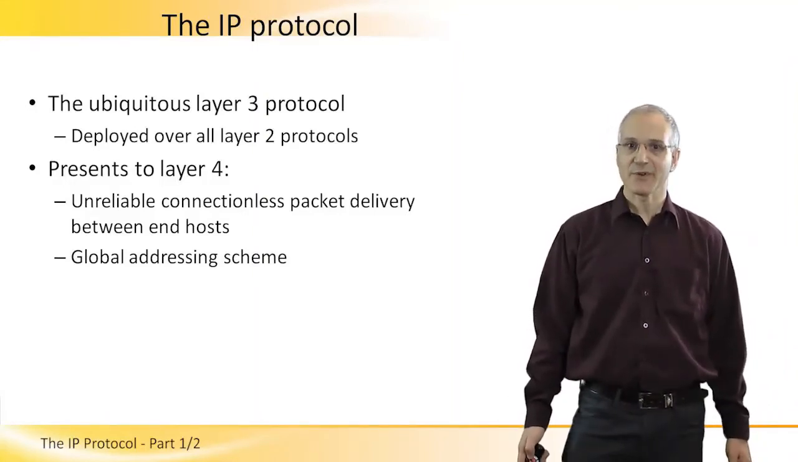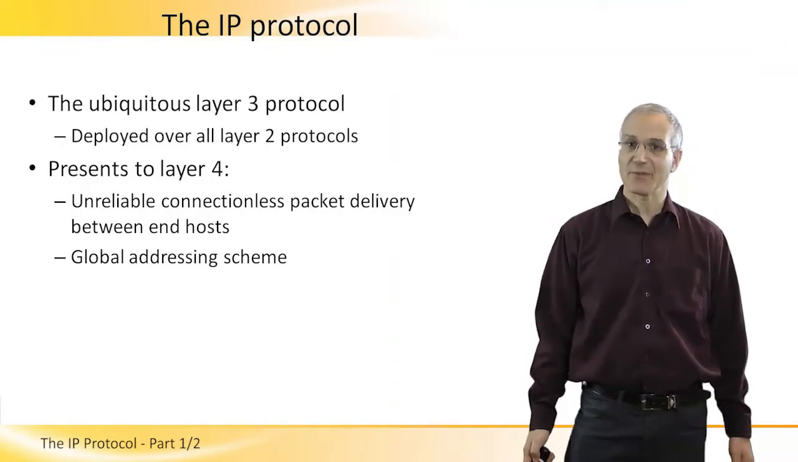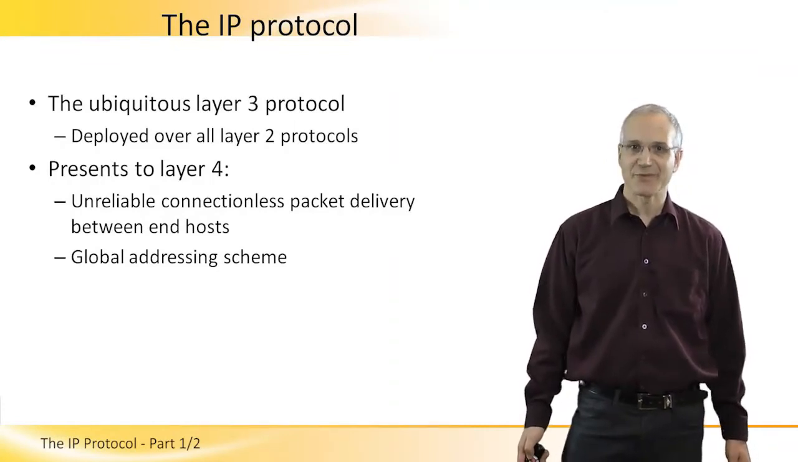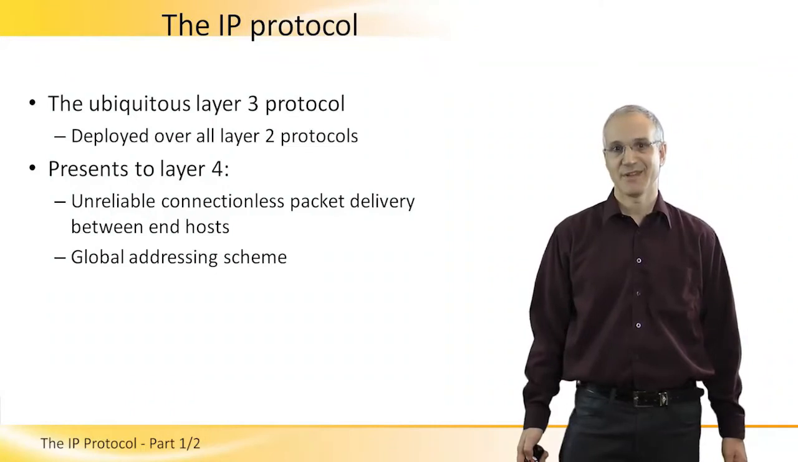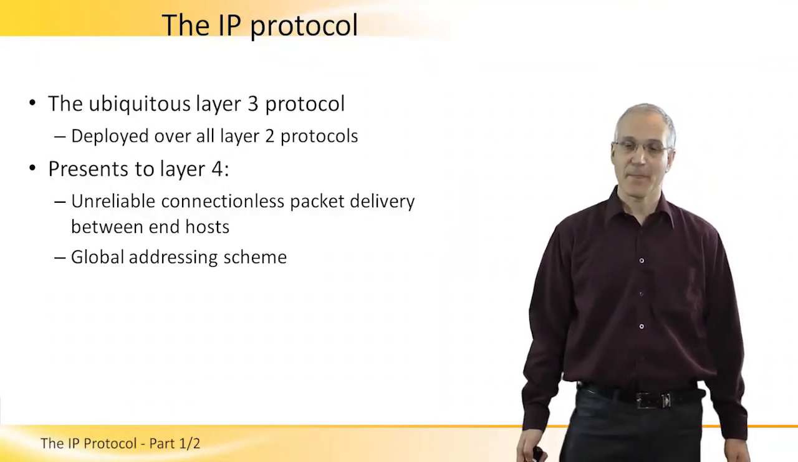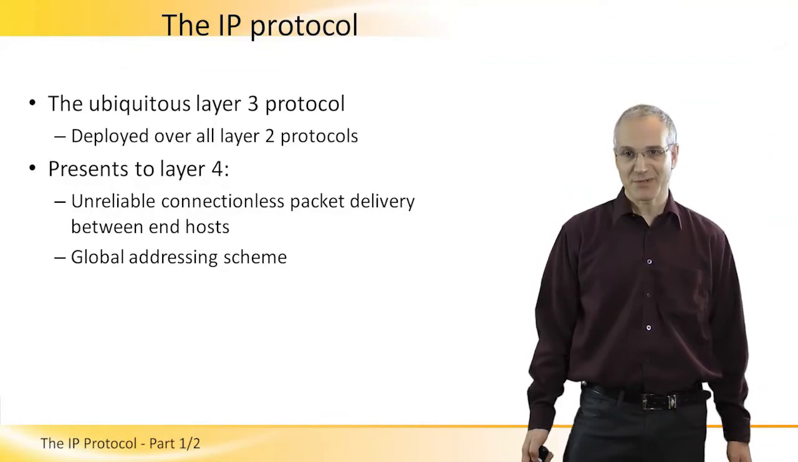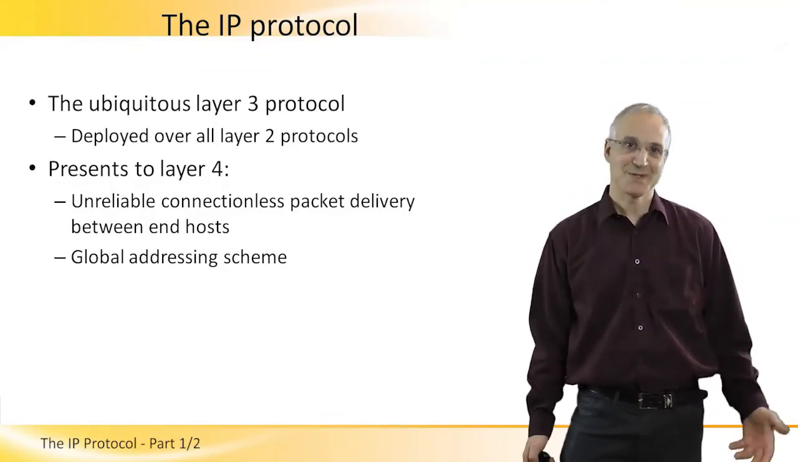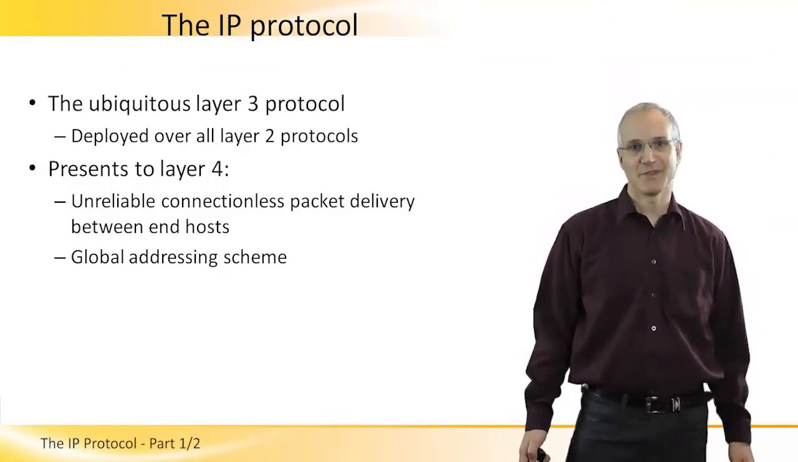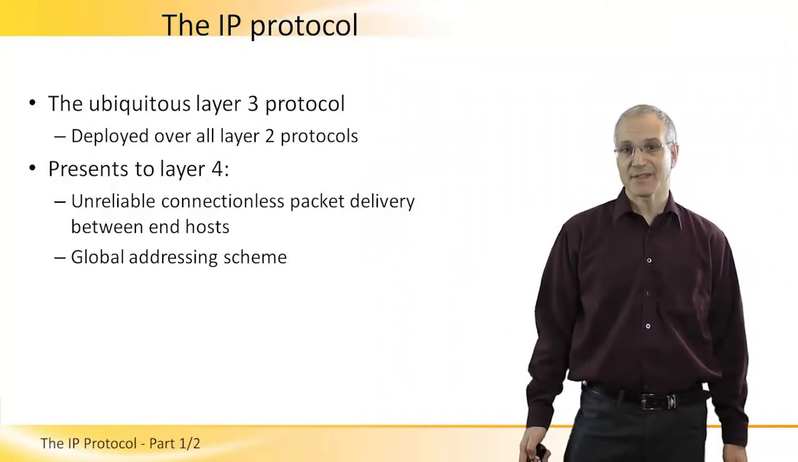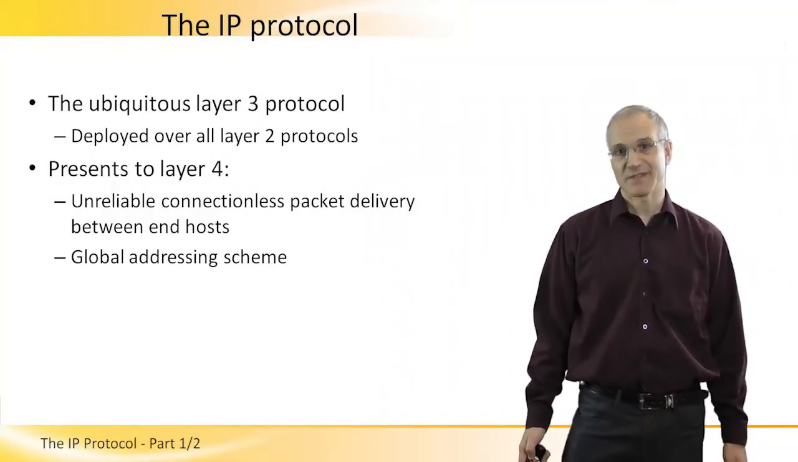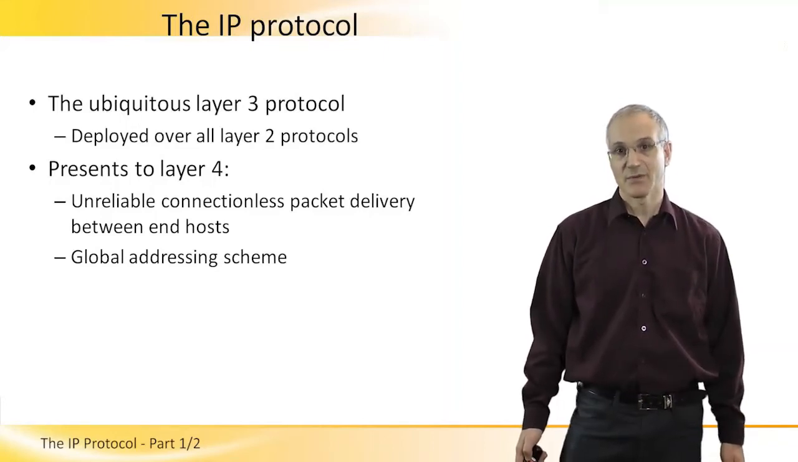It presents to layer 4 a service of an unreliable, connectionless packet delivery between end hosts. That is, it does not guarantee the delivery of the packets. It does not require a connection establishment, but it will do its best effort to actually deliver the packets. The other thing that IP gives us is a global addressing scheme, which we can use to uniquely identify hosts worldwide.